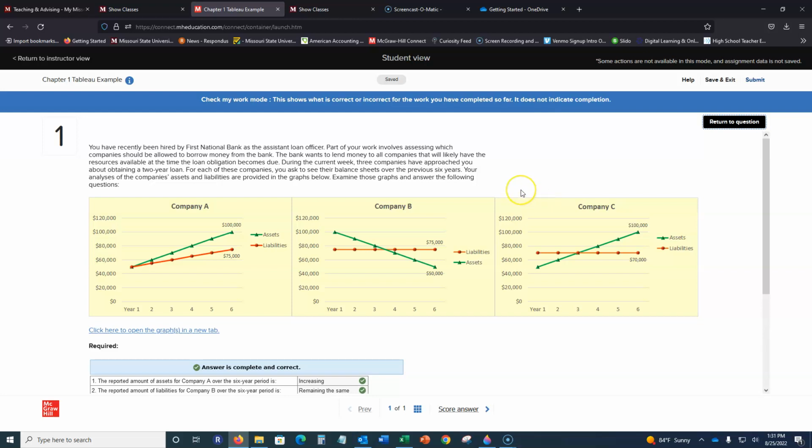So hopefully this was helpful to you. Hopefully now you can see why these Tableau assignments are going to be very beneficial for us when we're trying to analyze the information that is communicated to us, as well as when we're making decisions.